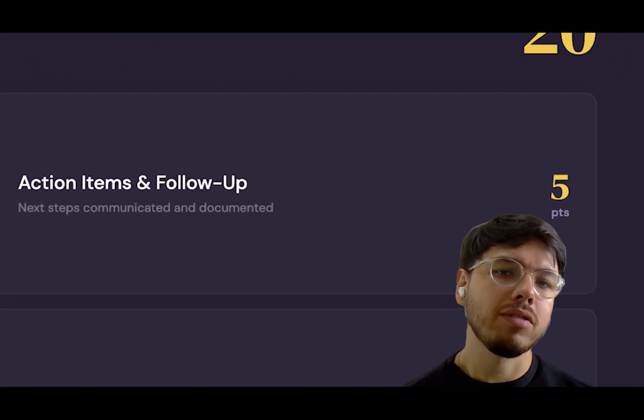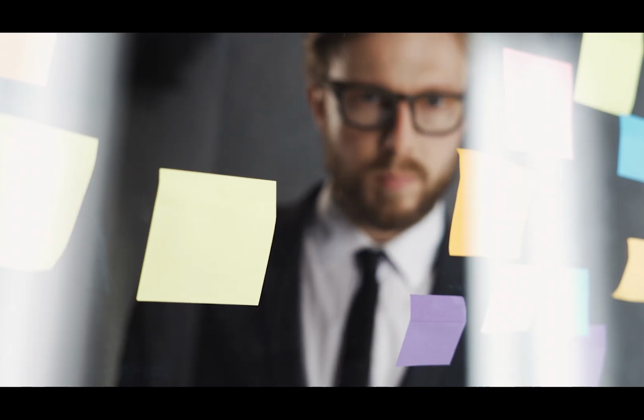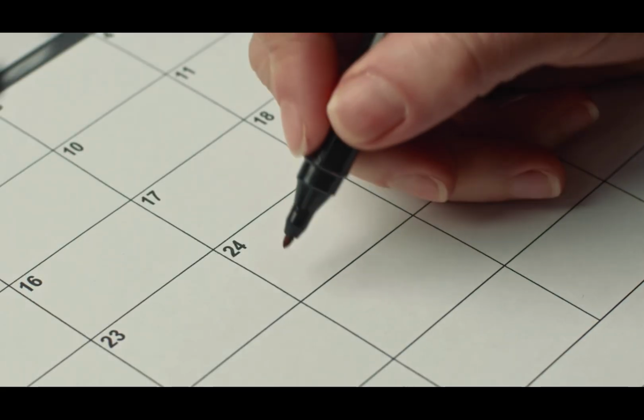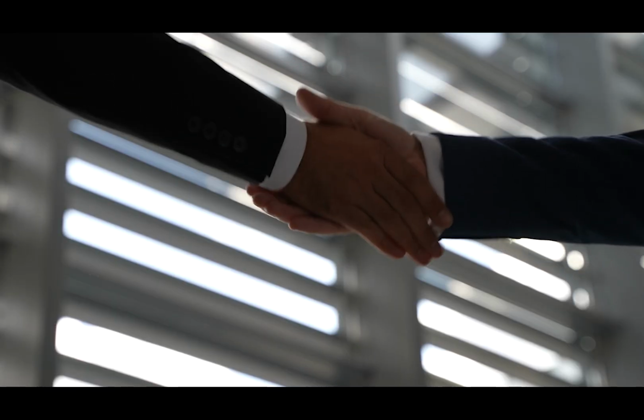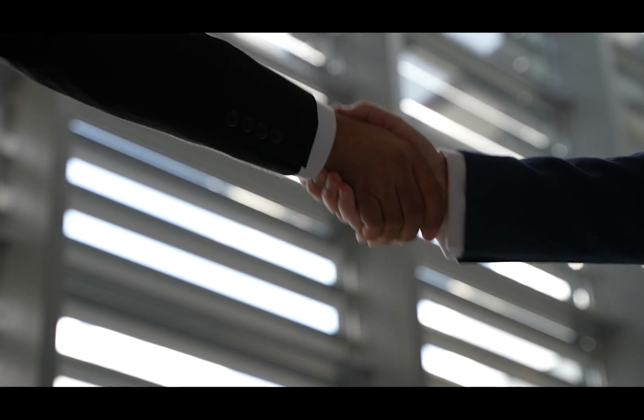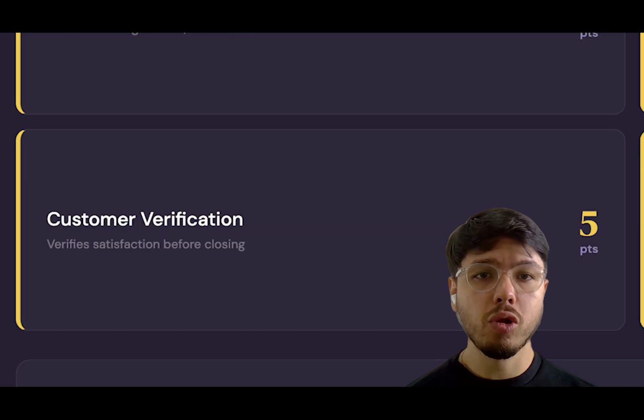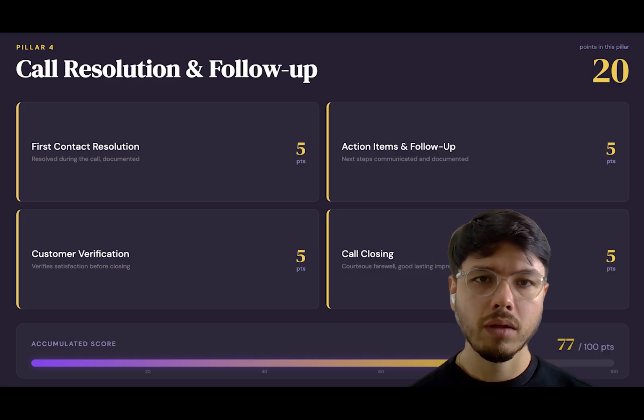Item number 2, action items and follow-up. Did the agent clearly communicate the next steps? Did they document the deadlines? 5 points. Follow-up is a promise. If the agent promises, they have to deliver. Item number 3, customer verification. Before closing the call, the agent verified the customer's satisfaction. Do they offer additional assistance if needed? 5 points. Simple, but many agents skip this part.